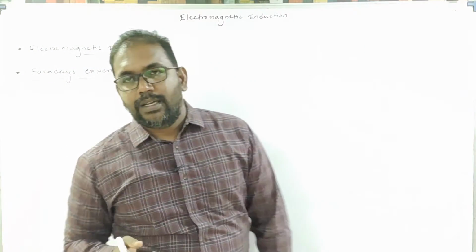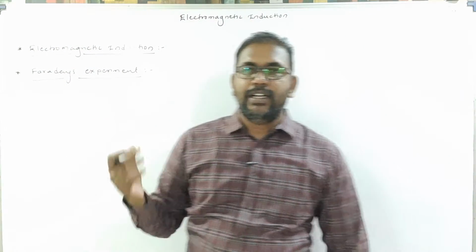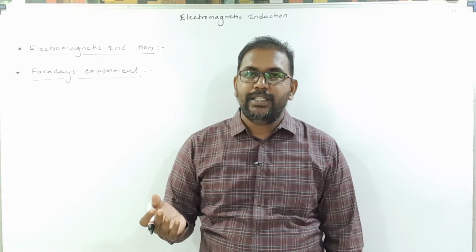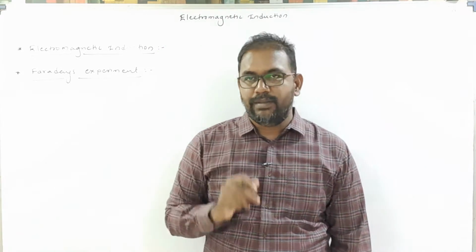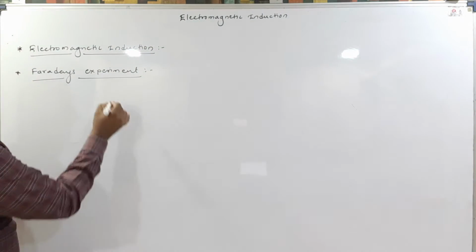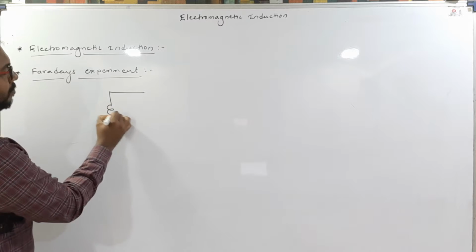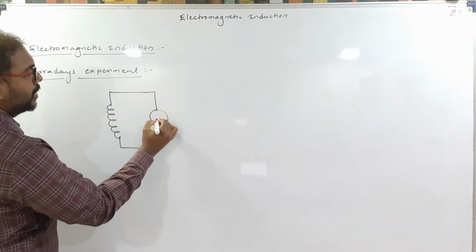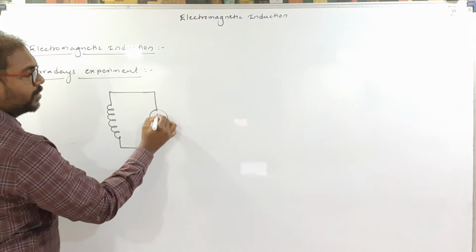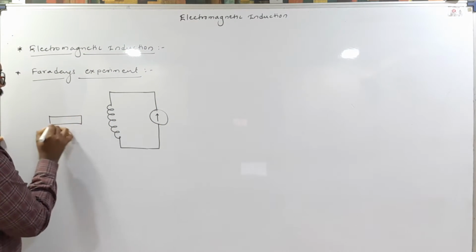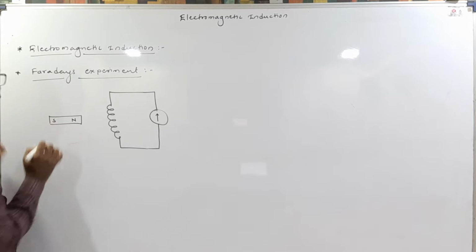Faraday did the experiment by two methods. The first method is coil and magnet, and the second one is coil and coil. So let me explain the coil and magnet. I consider this is a coil, and here we attach a galvanometer. This is the pointer of the galvanometer, and this is a magnet. This is the N pole, this is the S pole.